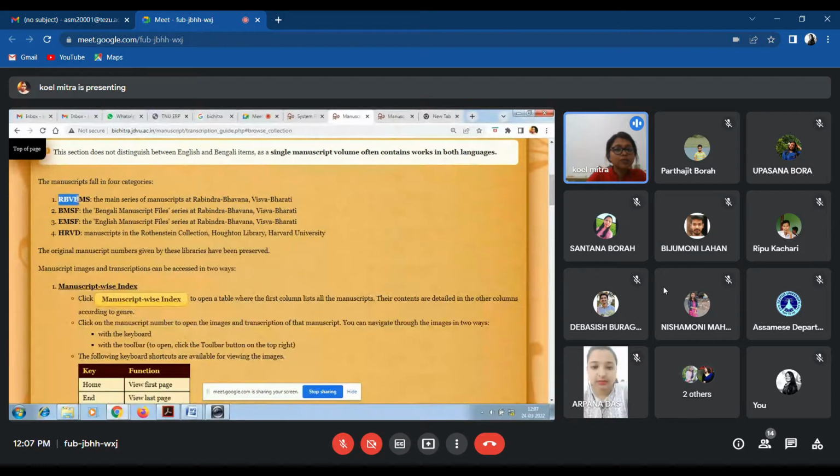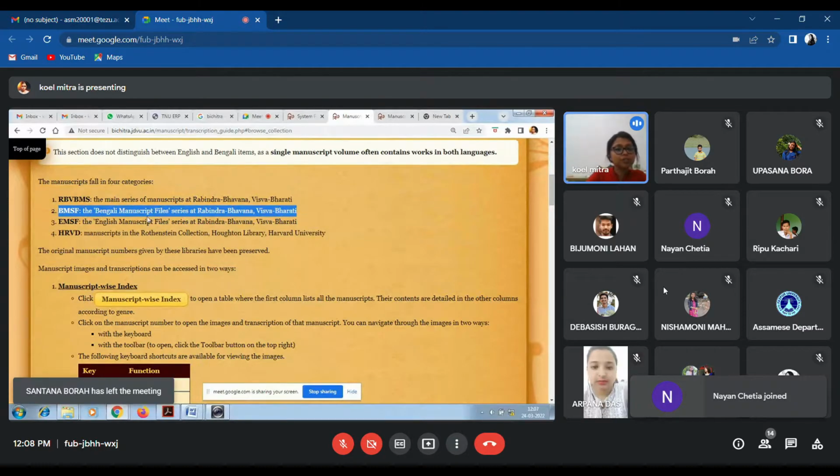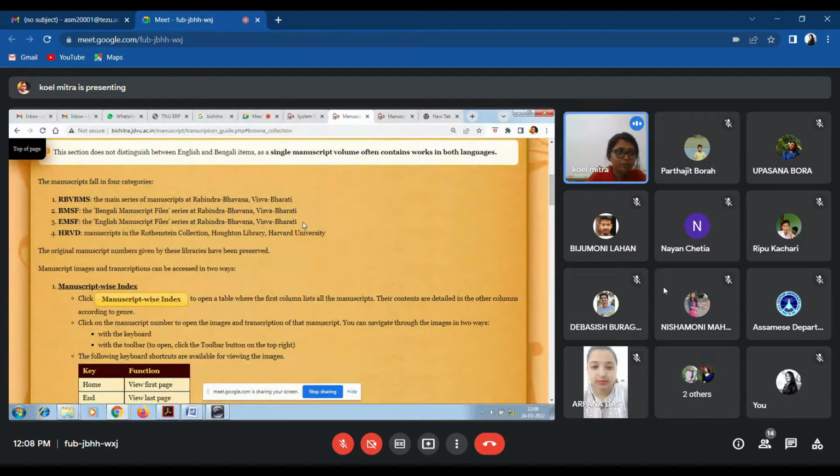If any manuscript is marked as this, it means that the main series is available at Rabindra Bhavan Vishwabharati. This is the Bengali manuscript file, and this is the English manuscript file. So technically 2 and 3 are part of 1, because 1 is the total composite series of manuscripts, all languages included, which is available at Rabindra Bhavan at Vishwabharati.